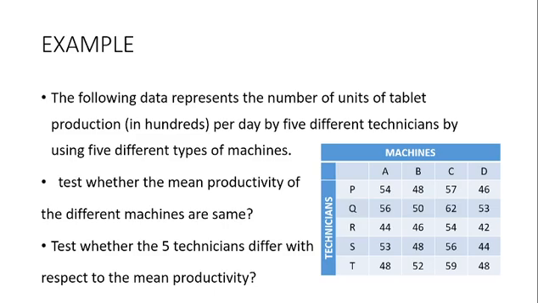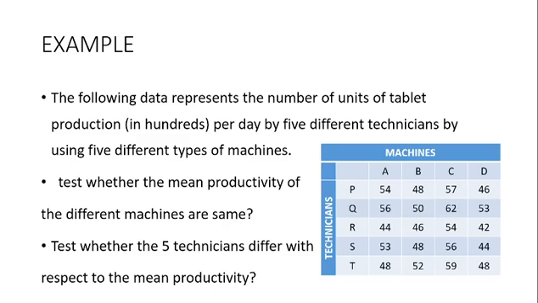The following data represents the number of units of tablet production in hundreds per day by 5 different technicians using 5 different types of machines. Here the machines are given and the technicians are given. Test whether the mean productivity of the different machines is the same.